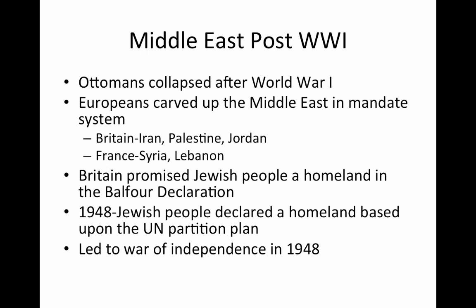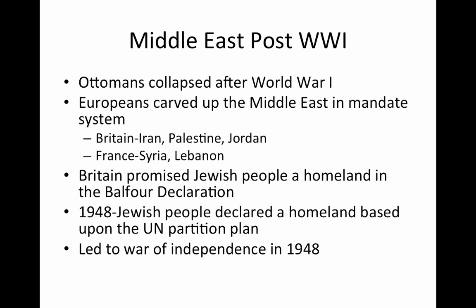The Ottoman Empire, which had controlled the Middle East from northern Africa out to Iran, collapsed after World War I. And when it did so, the Europeans came in and carved up the Middle East in what's known as the Mandate System. Under this system, Britain got new countries called Iran, Palestine, and Jordan. France got Syria and Lebanon.